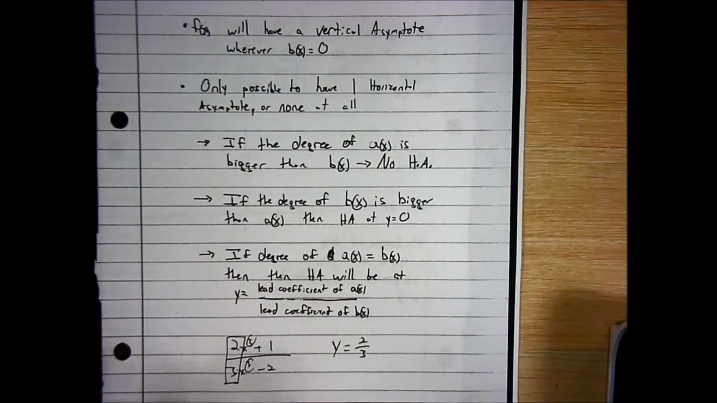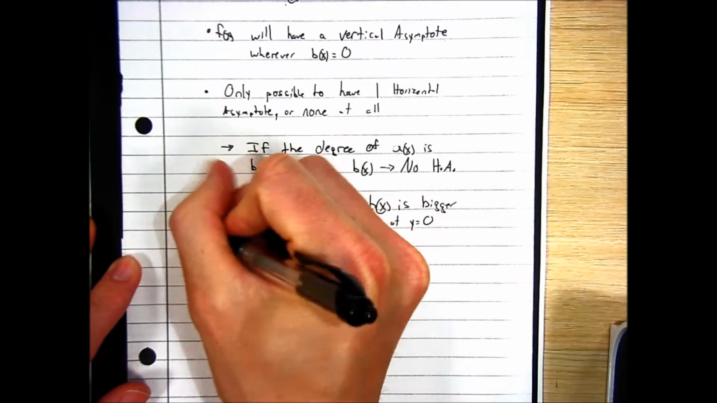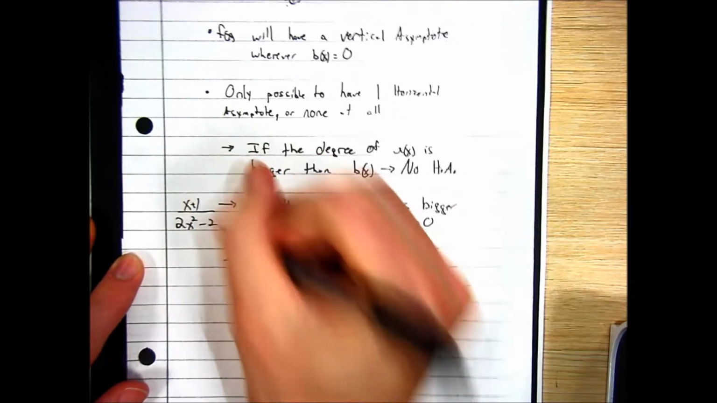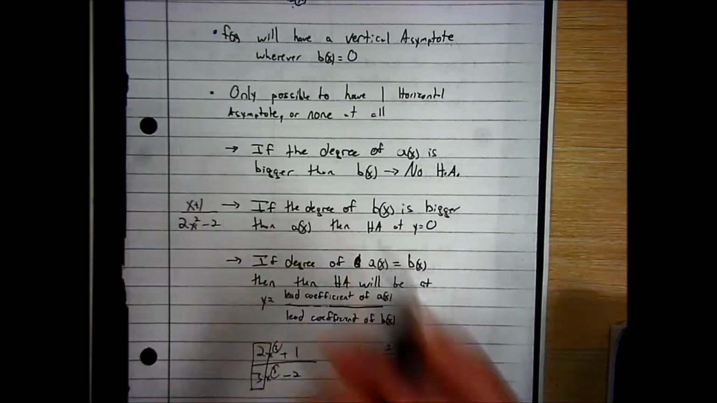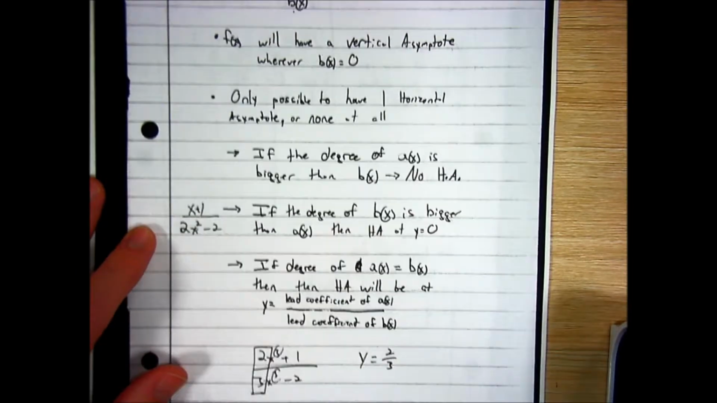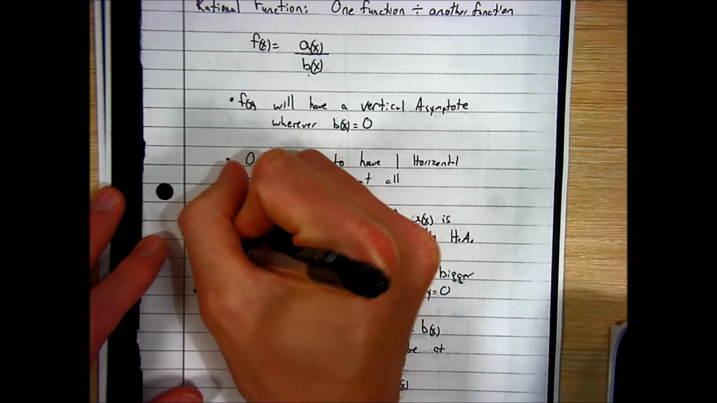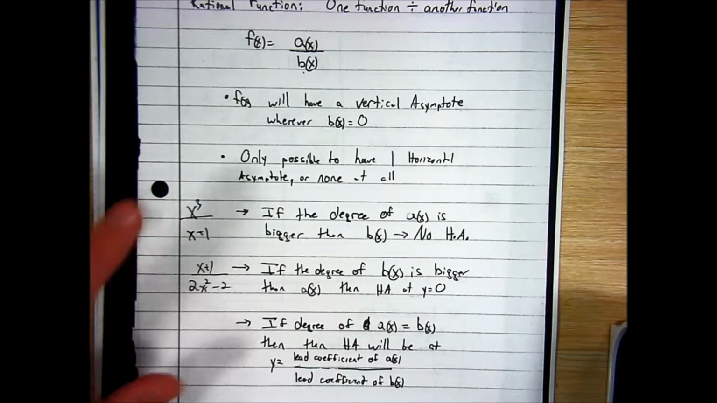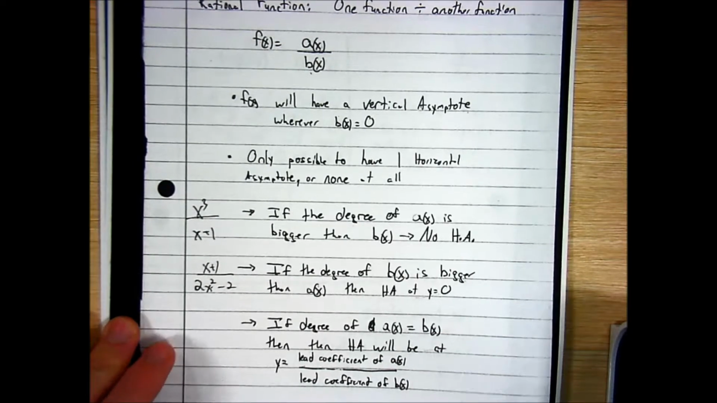Okay? If the bottom is bigger, like if we have x plus 1 over 2x squared minus 2, if the bottom is bigger, we have an x squared compared to just a regular x, then we're going to have a horizontal at y equals 0. And if our top is bigger, x to the third over x plus 1, then we're not going to have a horizontal at all. Okay?